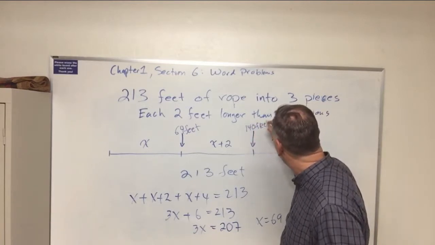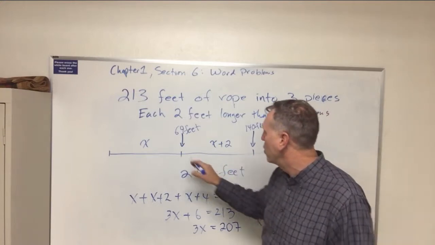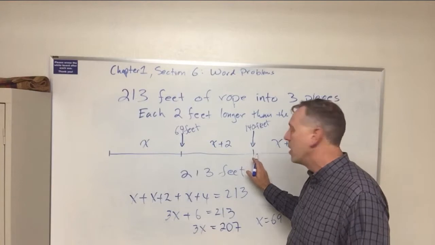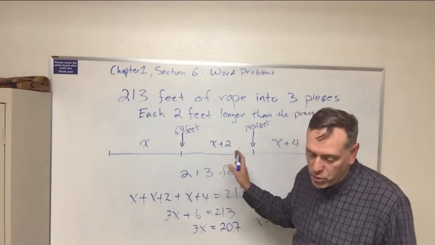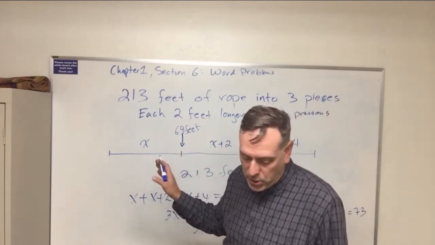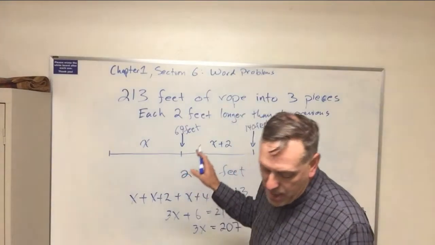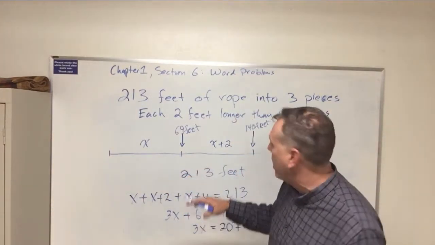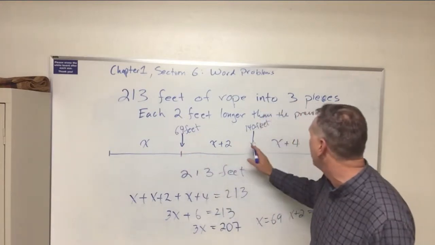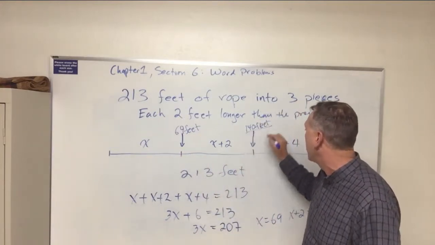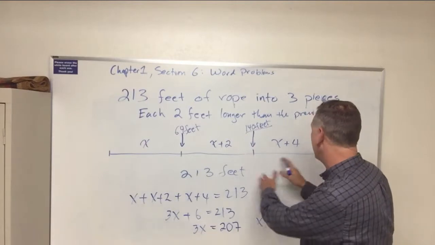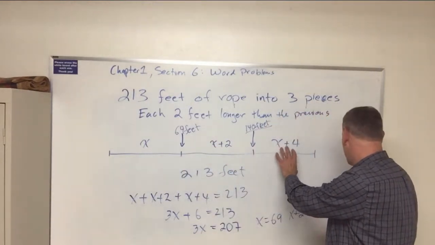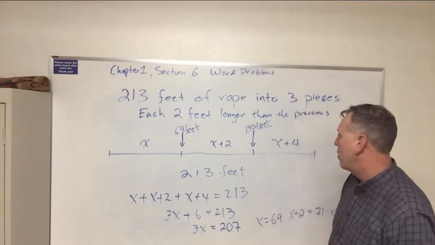At 140 feet of rope. So 69 feet and then 71 feet later, 140 feet. That's where the two cuts would be made. And so the answer to the question is we would cut it at 69 feet. We'd cut it 71 feet later, or at 140 feet, and then that would leave us with 69 feet, 71 feet, and 73 feet of rope.